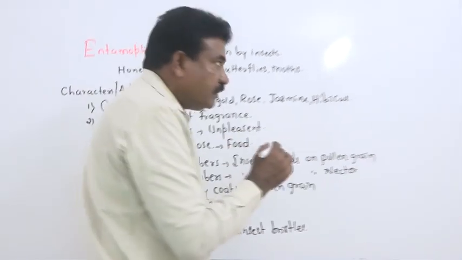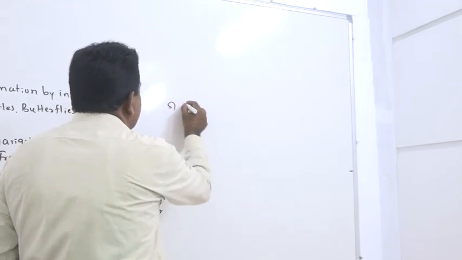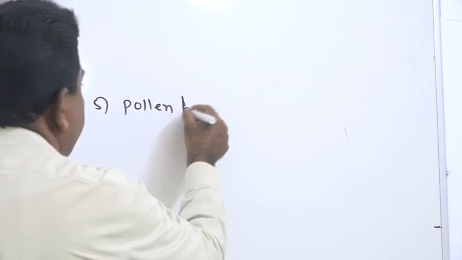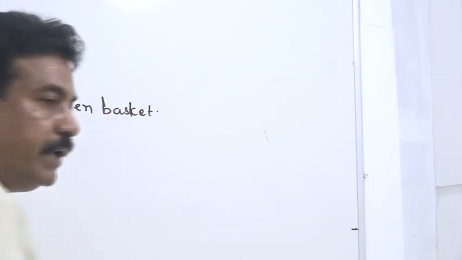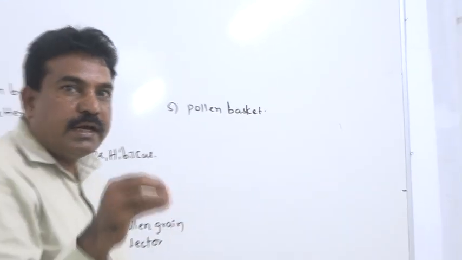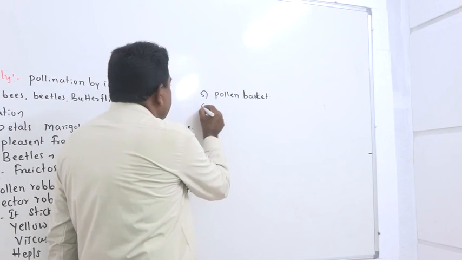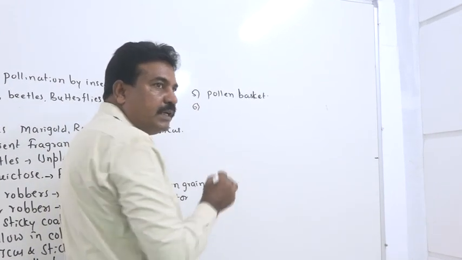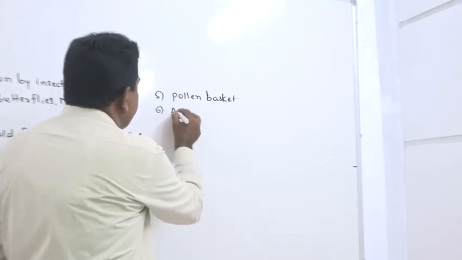Then, another most important character is that many insects have a pollen basket. That pollen basket plays a very important role in collecting pollen grain from the flower. Then insect pollination also shows some special adaptation. They lead a mutualism mode of life.